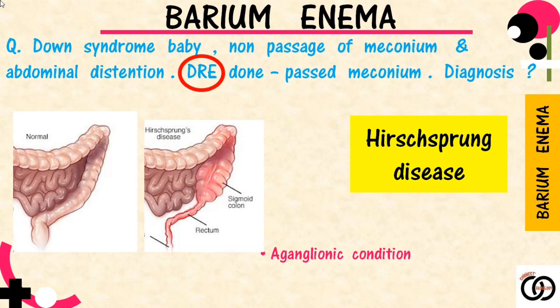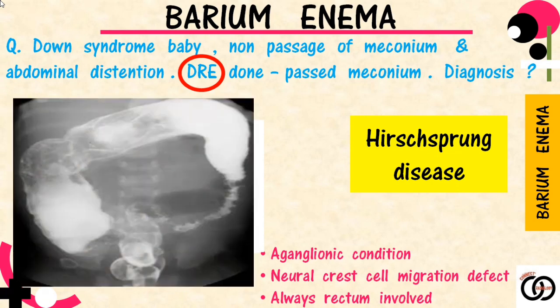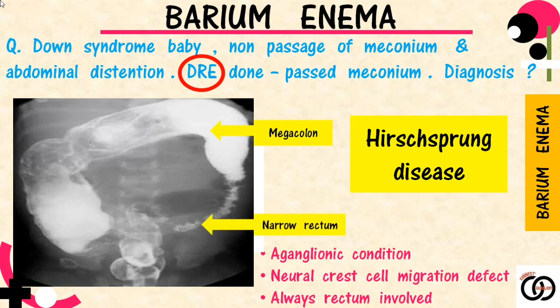That is, a neural crest cell migration defect. Remember, the rectum is always involved. The segment lacking the neurons becomes constricted, causing the normal proximal section of the bowel to become distended with feces. We did a barium enema for this child. Here is what we get. There is a megacolon, that is a hugely dilated colon. Remember, the most important sign on barium enema is a sudden change of caliber from the narrow aganglionic segment to the dilated proximal bowel. Also remember, barium is diluted in saline here, not water, to prevent water intoxication from absorption in the megacolon.